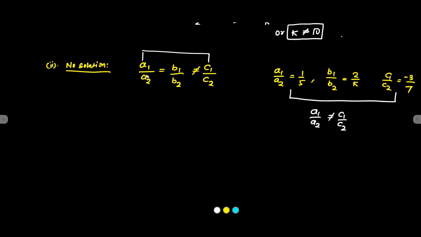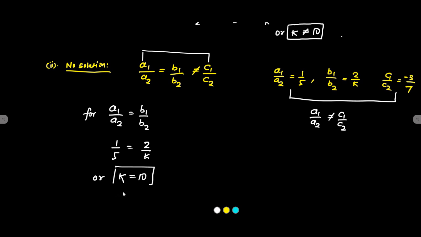Now we have to compare A1 by A2 and B1 by B2 and see for what value of K A1 by A2 will be equal to B1 by B2. Because if A1 by A2 is equal to B1 by B2, then automatically B1 by B2 will also not be equal to C1 by C2, because A1 by A2 is not equal to C1 by C2. So for A1 by A2 to be equal to B1 by B2, 1 by 5 should be equal to 2 by K, or K will be equal to 10. So for no solution, K should be equal to 10.